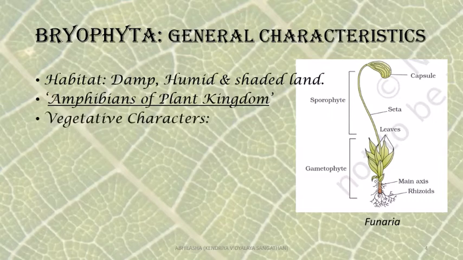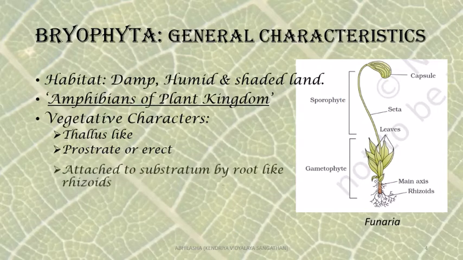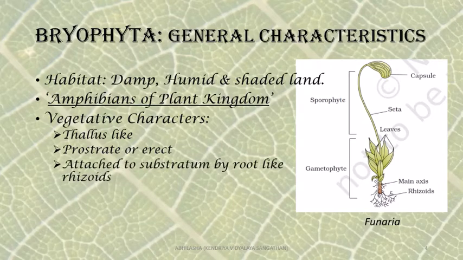The vegetative characters of bryophytes are: the body is thallus-like, that is bag-like, but it is more differentiated than in the previous group that we studied, that is algae. The body may remain prostrate, that is lying down on the surface of ground, or it can be erect. It is attached to substratum by root-like rhizoids.